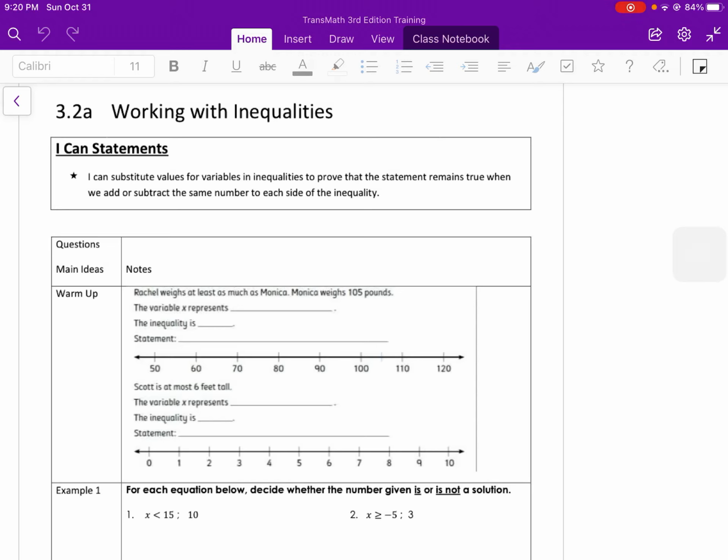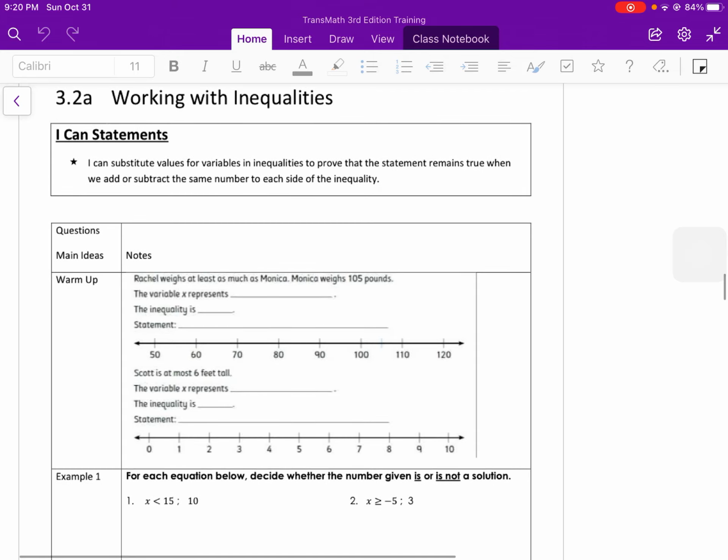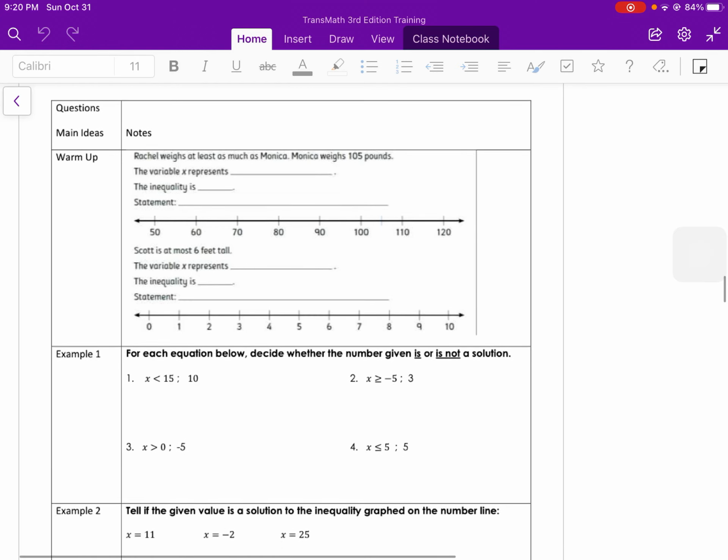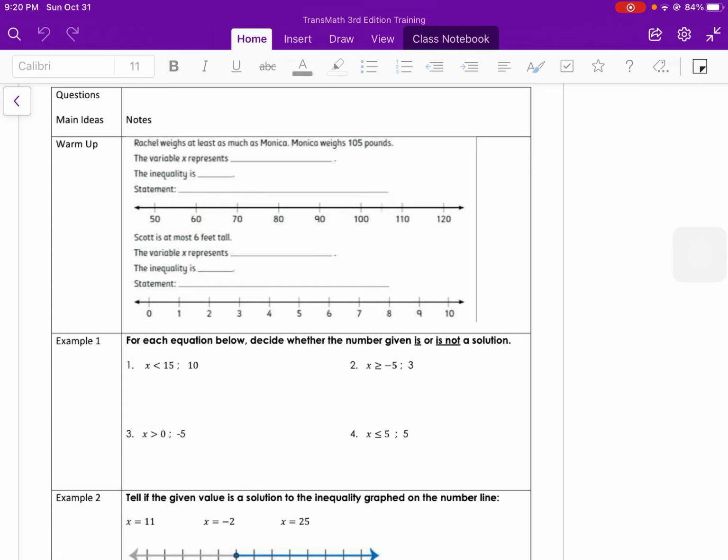Class, today we're going to be working with inequalities. So we can substitute values for variables in the inequality and prove that the statement remains true. We're going to be solving with addition and subtraction. So please start with the warm-up.